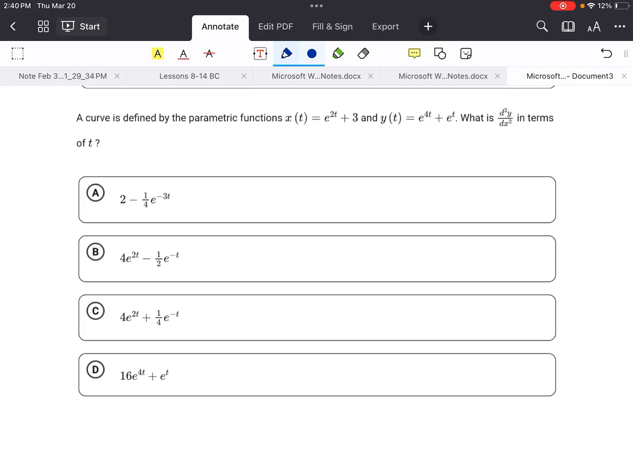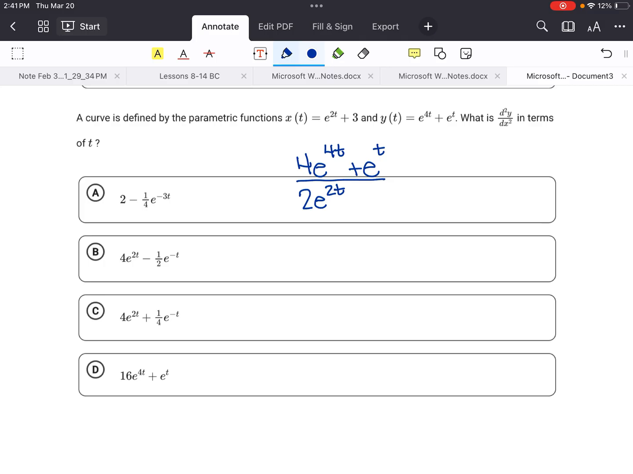Second derivative. They ask second derivative because people forget what they're supposed to do on these. So second derivative, well, obviously you need the first derivative. So the derivative of e to the 4t is itself times the derivative of the 4t. And then derivative of e to the t is itself. Dx is itself times derivative of 2t. And then derivative of 3 is just a constant. So that's the first derivative.